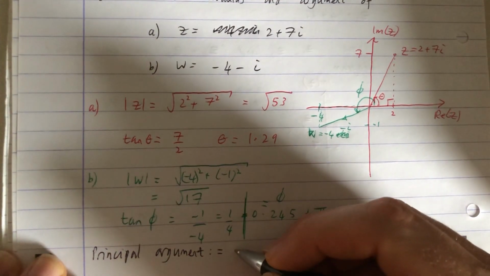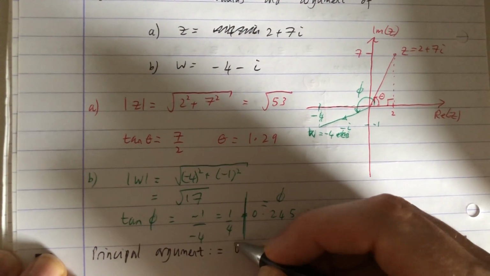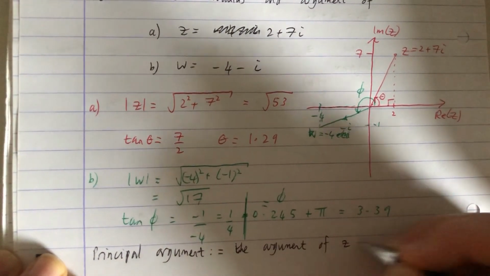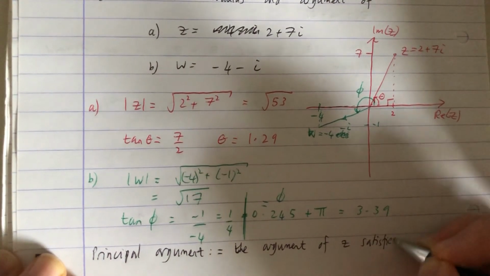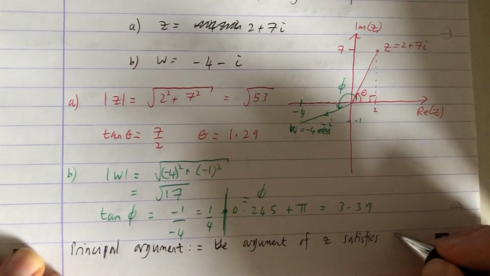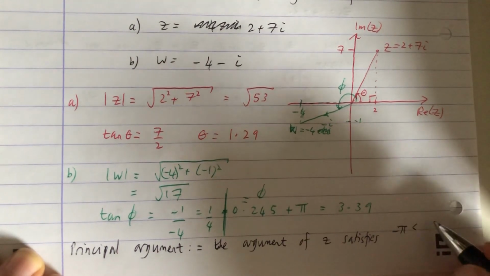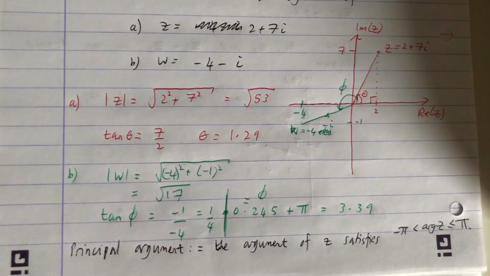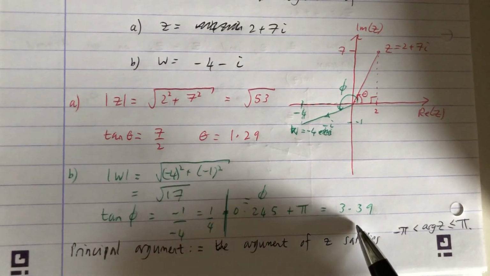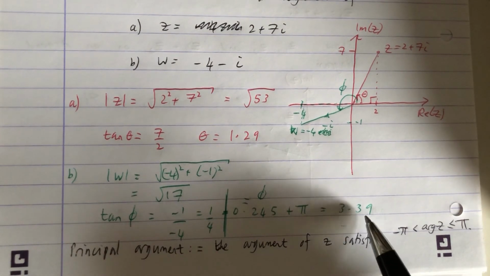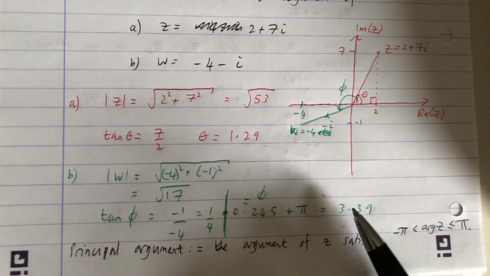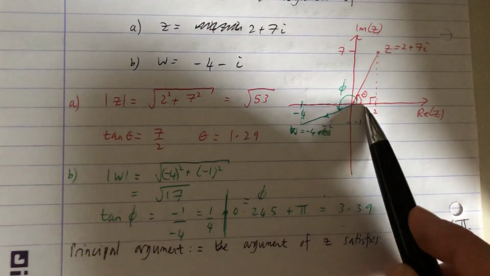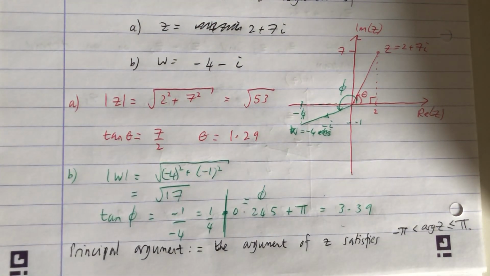So there's the extra definition, which is something called the principal argument, where the argument of Z satisfies the following. It would be greater than or equal to minus pi, less than or equal to plus pi. And the answer I've given above wouldn't actually be the principal argument. That is bigger than pi. I'd have to go in the opposite direction and subtract 2 pi effectively from this.